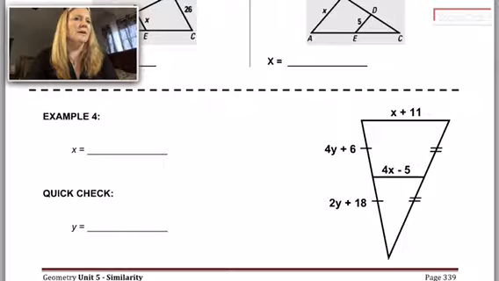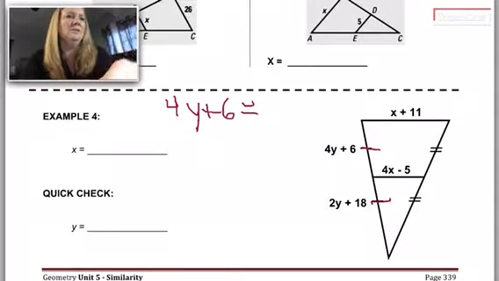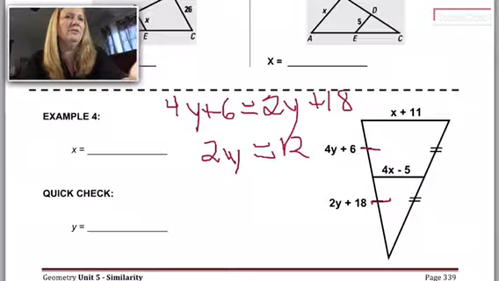In example 4, then, we're going to solve for missing measurements here. Now, we see that we have congruency marks. So that is congruent to that. So you're just going to set them equal. 4y plus 6 equals 2y plus 18. Subtract 2y and you get 2y is equal to, subtract 6, 12, so y is 6.